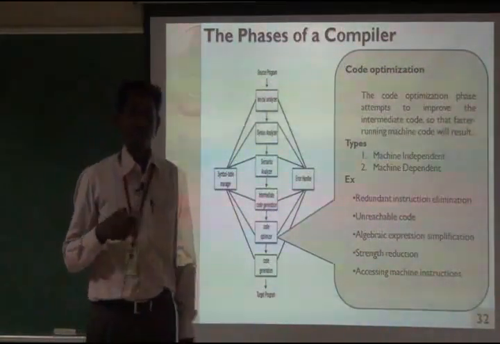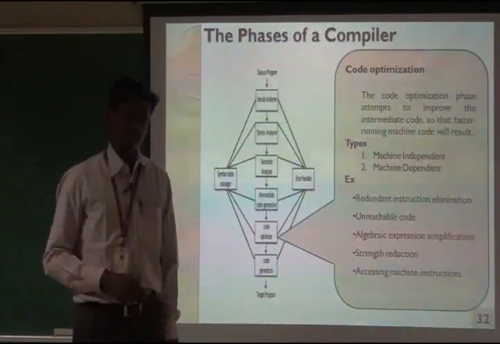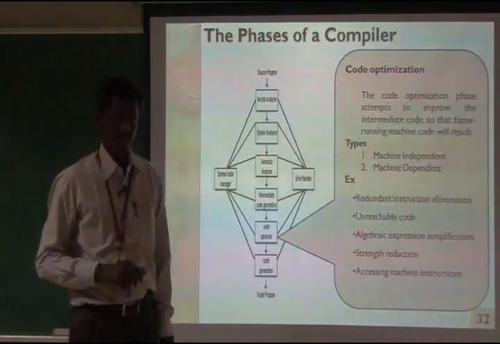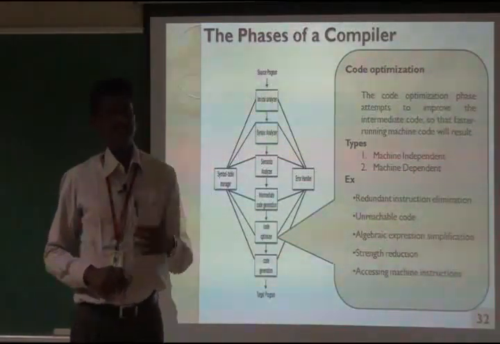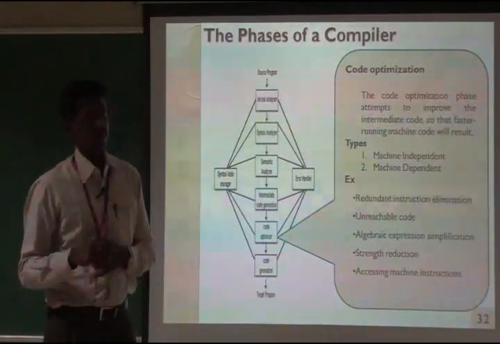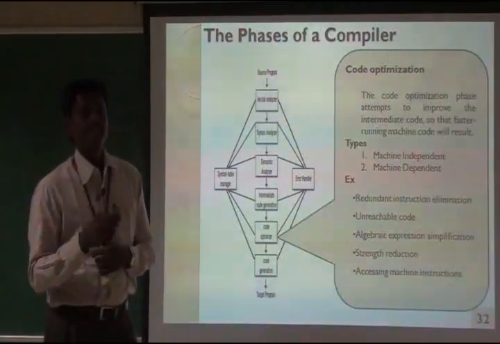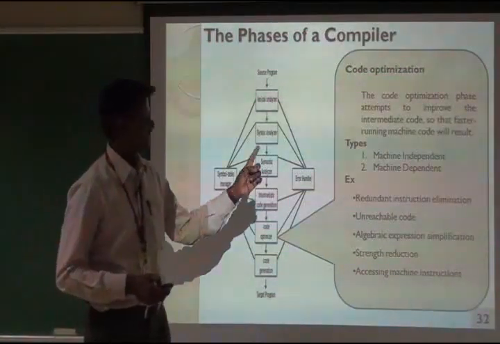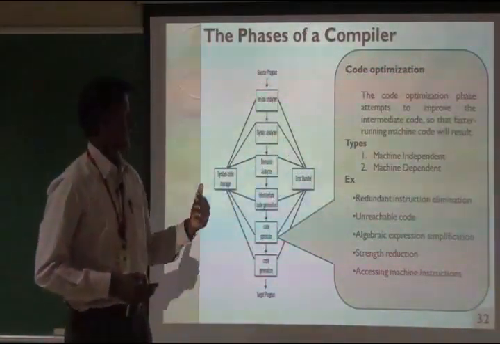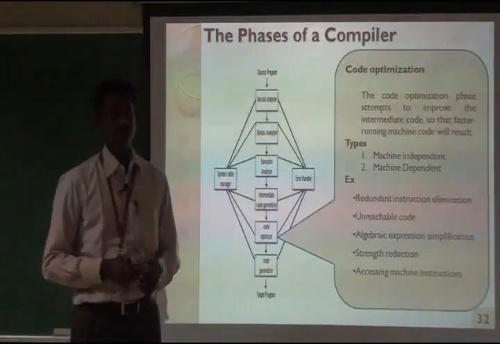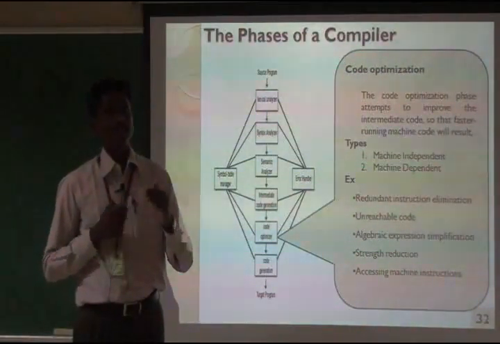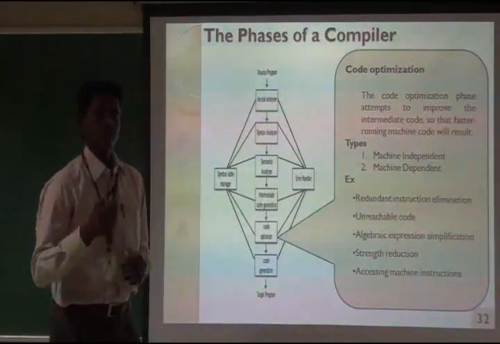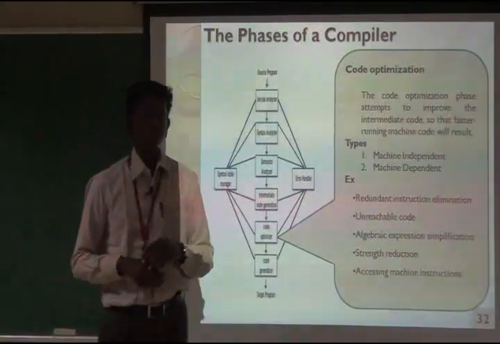For example, as a user I am writing this code A equal to B, then after some time I write the same code A equal to B again. The same statement is repeated twice, so the compiler checks it. If any statement is repeated, it may eliminate one. Redundant instruction elimination. Unreachable code: sometimes some part of our program is never executed. That code is called unreachable code, and it may be removed.